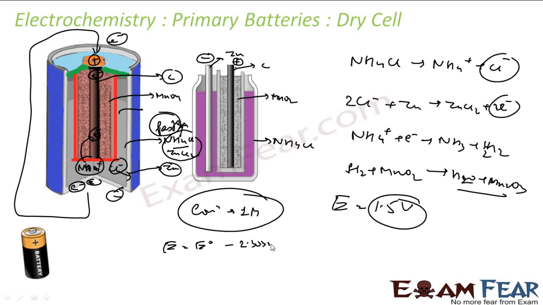2.303 RT by nF ln of Q, right? So this will also become 1, so this whole thing will become 0. The voltage will not drop, because Q is nothing but the concentration of product by reactant. Since this is in paste form, the concentration is almost 1, so the voltage will not drop for this kind of cell. It is almost always 1.5 volt.